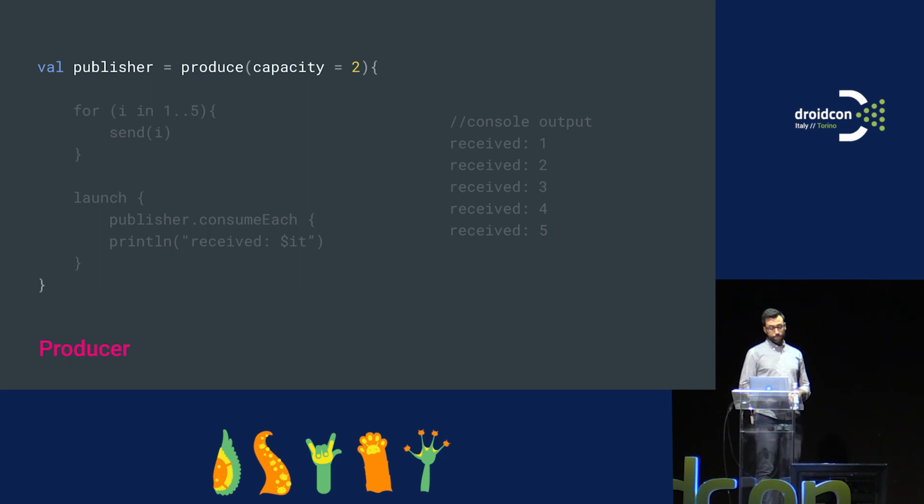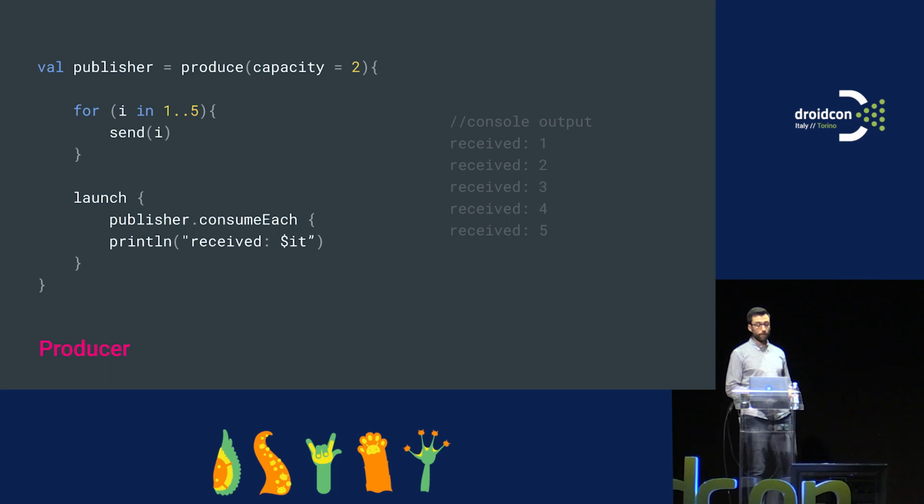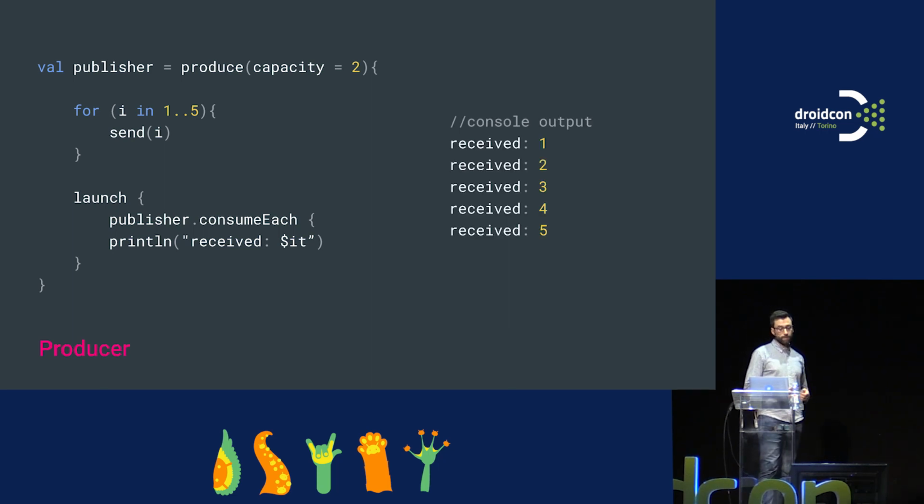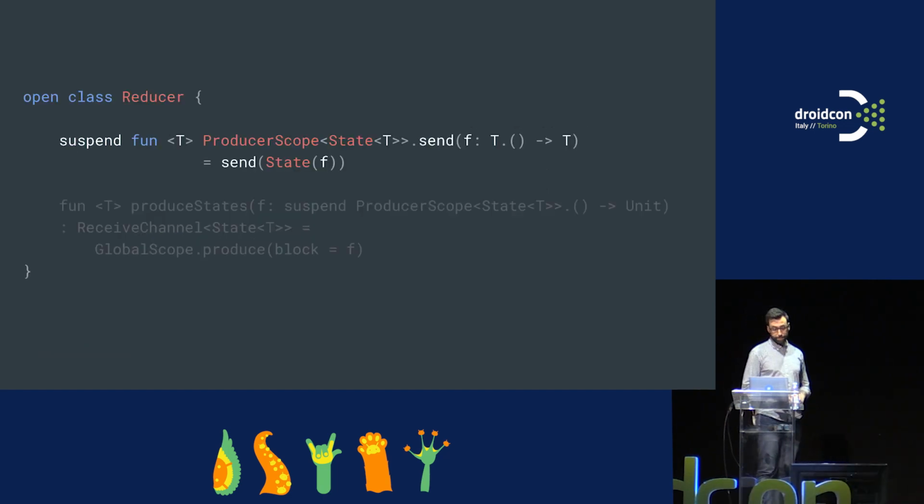And what we're going to do is, same code as before, for every number from 1 to 5, we're going to send it to the producer. It's going to be the channel. And then on the other side, we have a coroutine that's going to listen to that channel. It's going to consume each one of those events and ensure that we are receiving it. In the end, the outputs will be the same. So how does that look in our case?